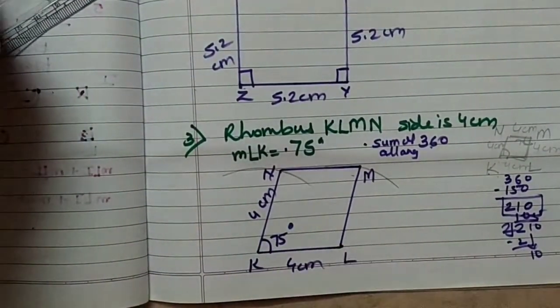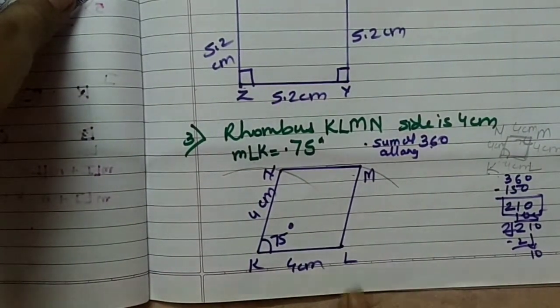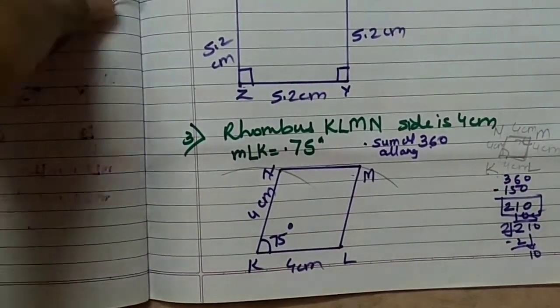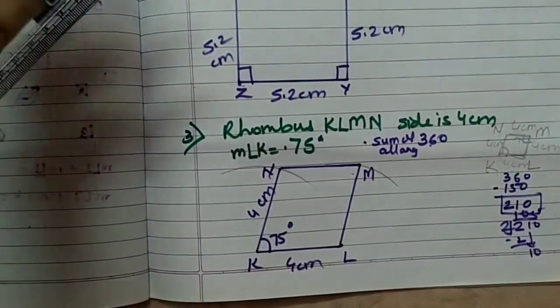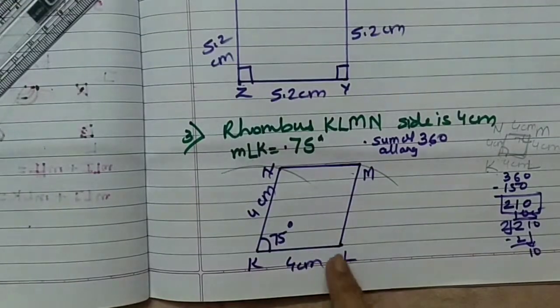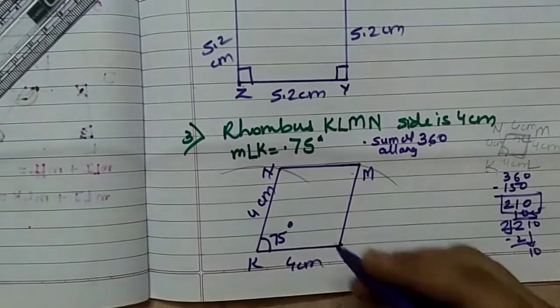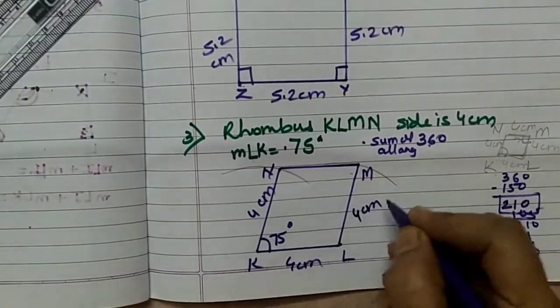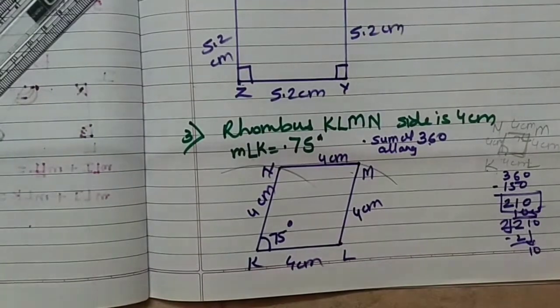This is 75. Now if you want you can write the measure. This is 105, but they have not asked. Suppose sometimes they might ask what is the measure of angle L or what is the measure of angle N. Then you will have to write the measure of angle L is 105 degrees or the measure of angle N is 105 degrees. Here they have not asked, so we will not write. We will just write this 4 centimeter.